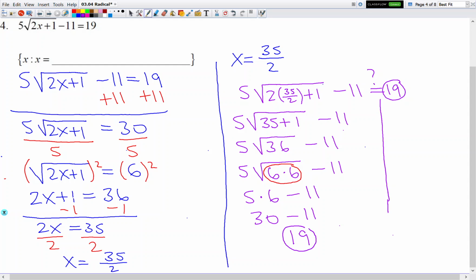So 19 is my left side number. 19 is also my right side number. So these guys match. And is that what we wanted to see? Yes, of course it is, because it makes us happy. So that means that 35/2 is a legit answer, and we're going to submit that on this answer line right there, 35/2. All right, so that's it for these problems.